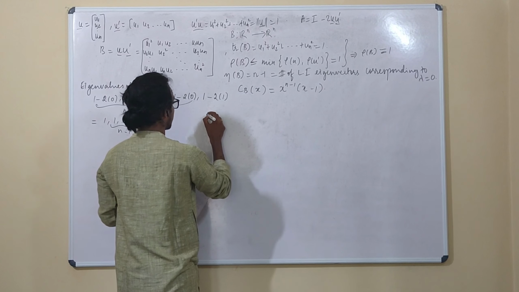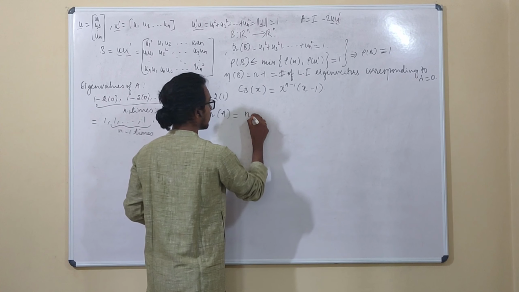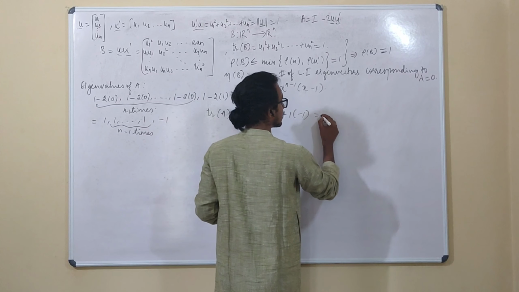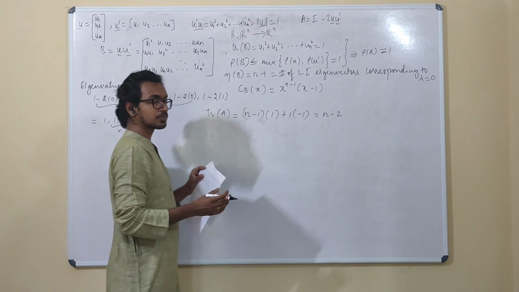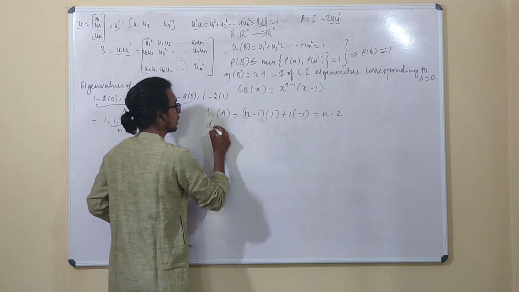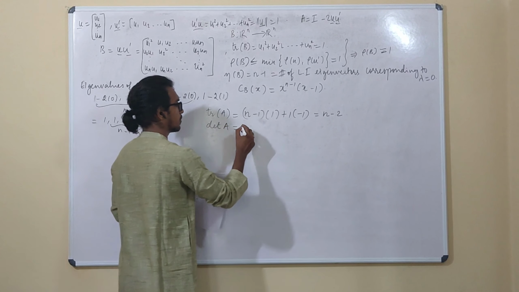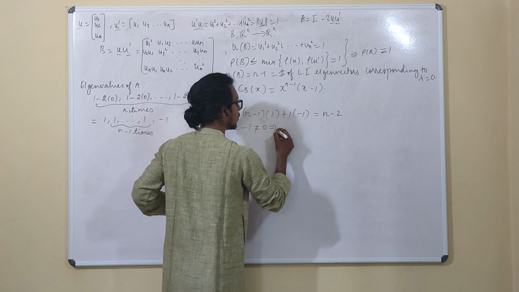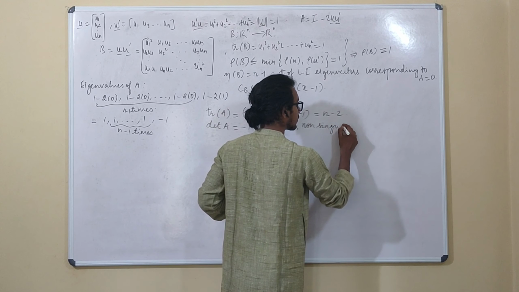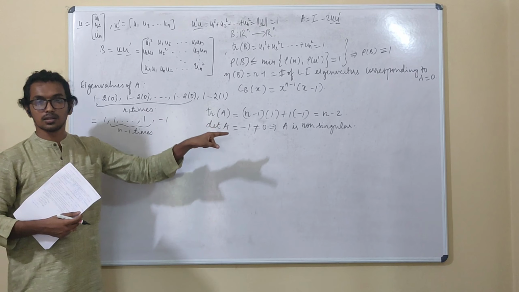If these are the eigenvalues of A, then what is the trace of A? Trace of A is n minus 1 times 1 plus 1 time minus 1, that sums up to n minus 2. Okay, no value here is 0. Therefore, determinant of A, if you just multiply all these things, is minus 1, and that is not equal to 0, which means the matrix A is non-singular. Okay, in the first option, it is given that A is a singular matrix, that is wrong.